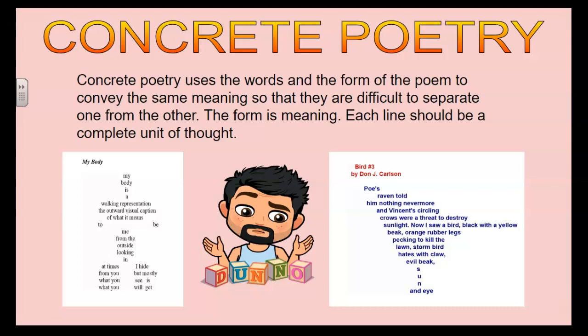The bird poem here, this is about the raven. Poe's raven told him nothing, nevermore, and Vincent's circling crows were a threat to destroy sunlight. Now I saw a bird black with yellow beak, orange rubber legs, pecking to kill the lawn. Storm bird hates with claw, evil beak, sun and eye. So just a conglomeration of words to make a picture.